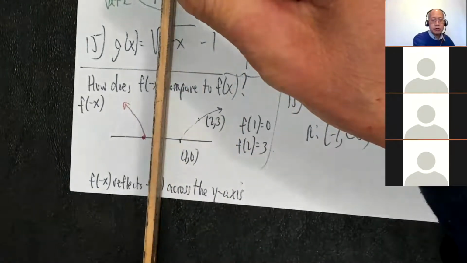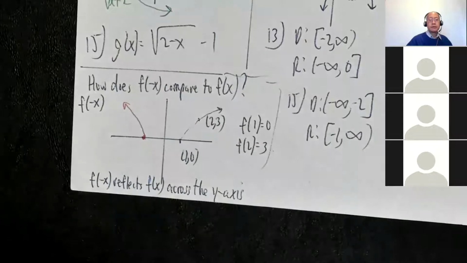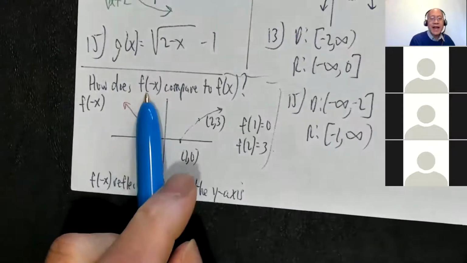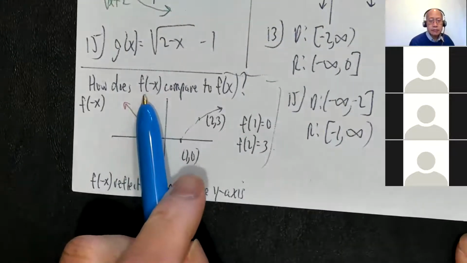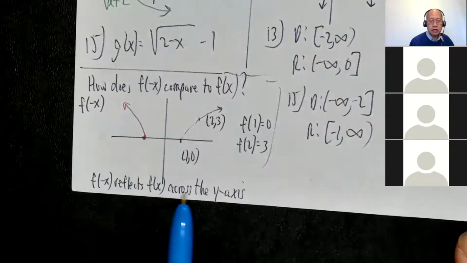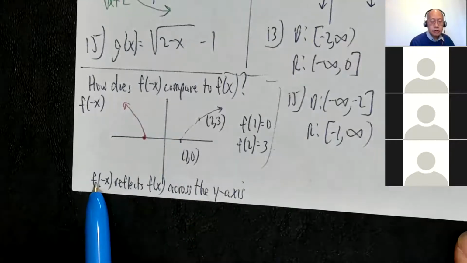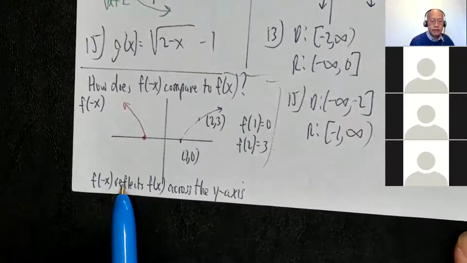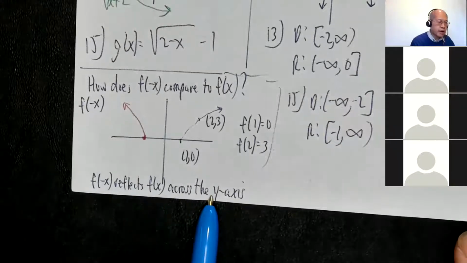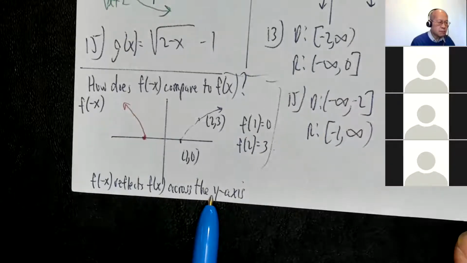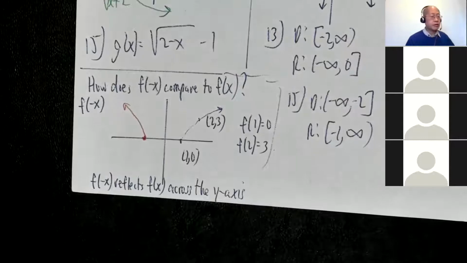Again, if you want to put this in your cheat sheet, you may. The graph of f of negative x reflects f of x across the y-axis. So f of negative x reflects f of x across the y-axis. All right. How is that going to help me for something like 15?